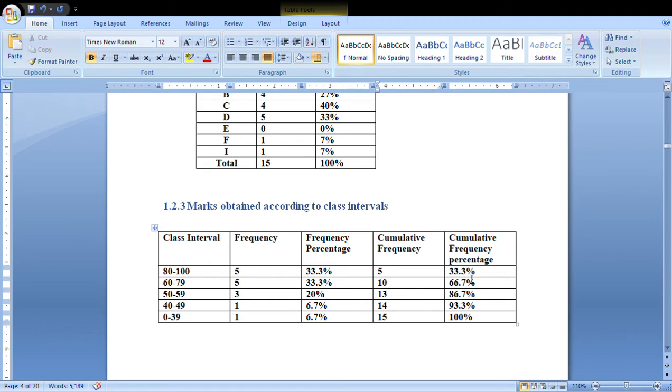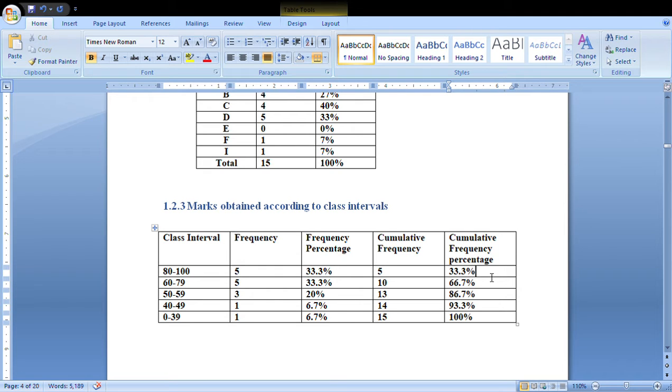Then we have the cumulative frequency percentage. To get it, you take the value of the cumulative frequency over the total number of candidates who sat for this exam, and multiply that by 100. If you have 5 over there, you divide 5 by 15, you get 0.33, then times 100, you get 33.33%. So this is the cumulative frequency percentage, 33.33%.